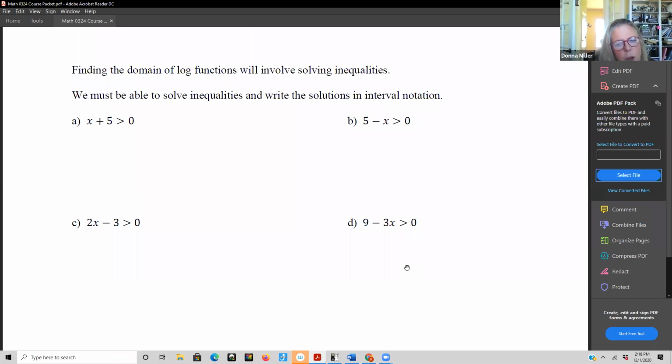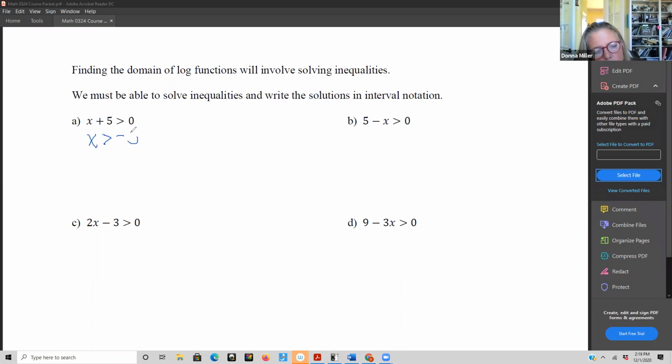All right, so for inequalities, they're just trying to get you to write things in interval notation, which you've already done. If I have x plus 5 is greater than 0, if I move it over, I get x is greater than negative 5. I like to write it on a number line. Here's negative 5. I'm not including it, so I use an open circle, and here's infinity, going this way. So in interval notation, it'd be from negative 5 to infinity.